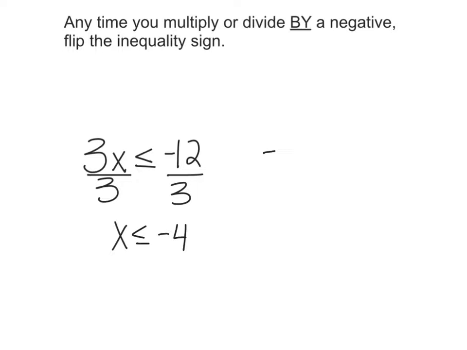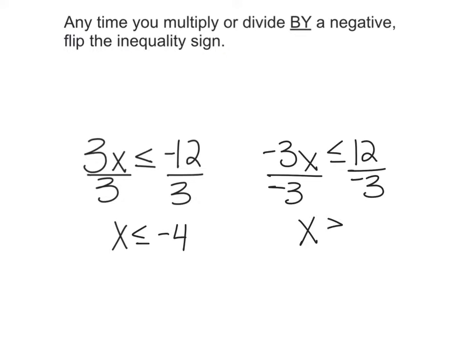But if it was negative 3x is less than or equal to positive 12, I would divide both sides by negative 3. And this time I am dividing by a negative, so I'm going to flip the sign and say x is greater than or equal to negative 4. So again, it is only if you multiply or divide by a negative that you flip the inequality sign. I would make sure I wrote that down in my notes.